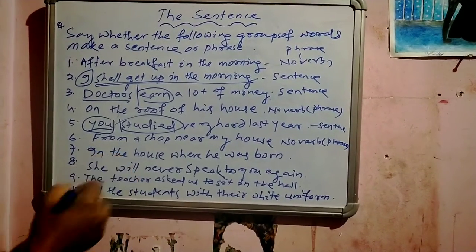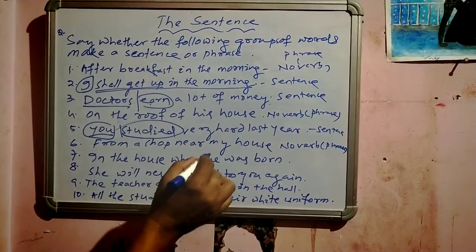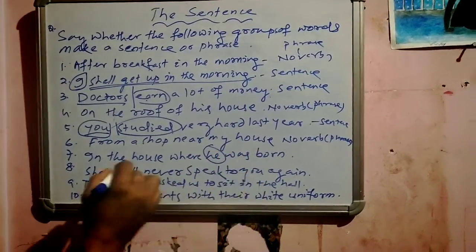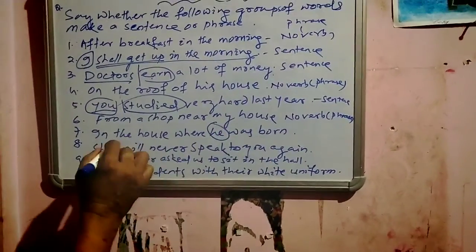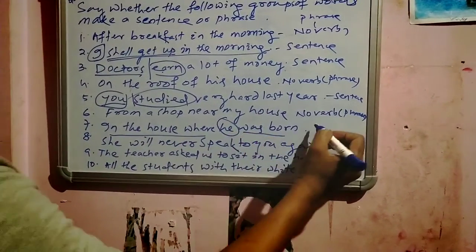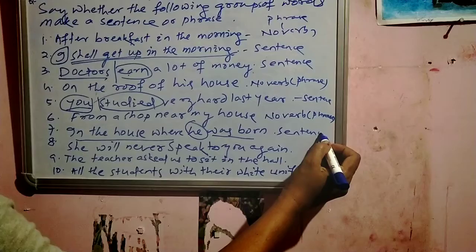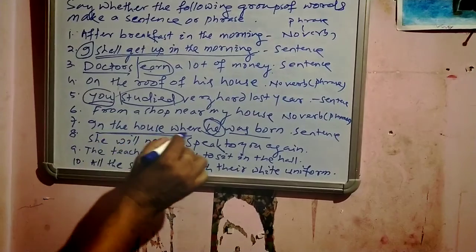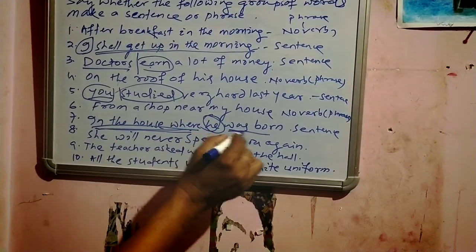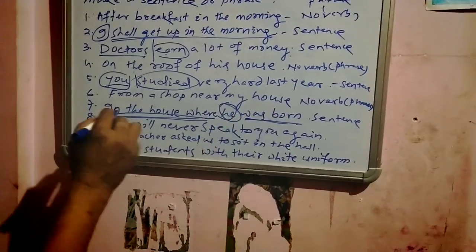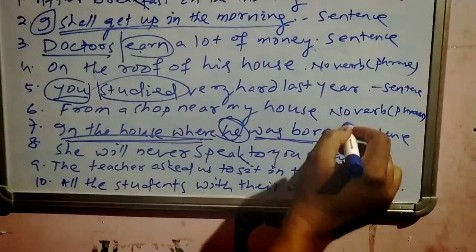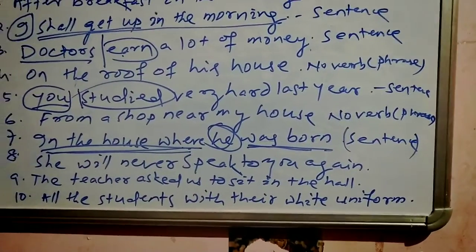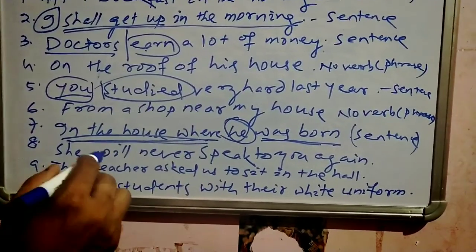And then "in the house where he was born." Definitely "he" is the subject here, and "was born in the house" is the predicate, so it is definitely a sentence, because "he" is the subject part and the rest is the predicate part. We have two parts in this group of words.